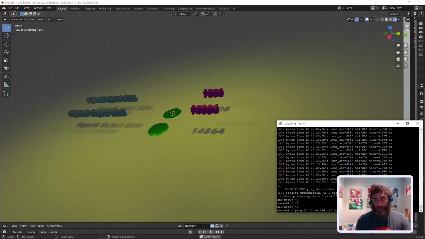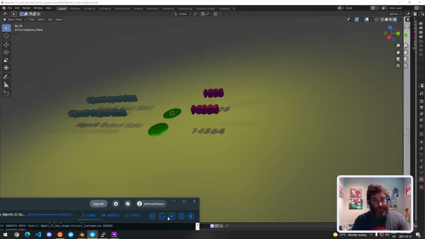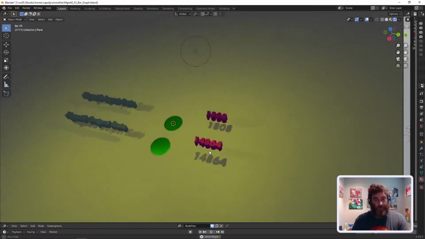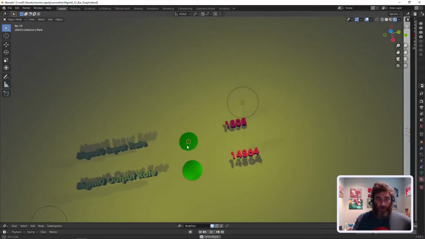Oh, I just did that. Let's make it even bigger. And let's refresh the container. Right, so there's our input rate and our output rate.